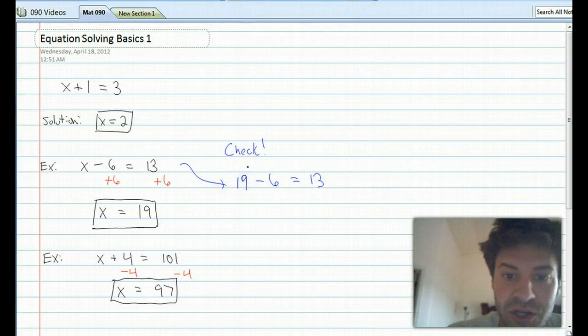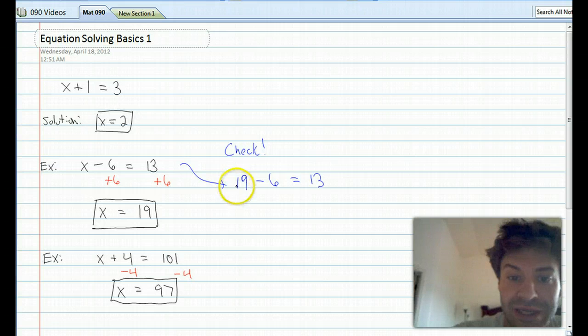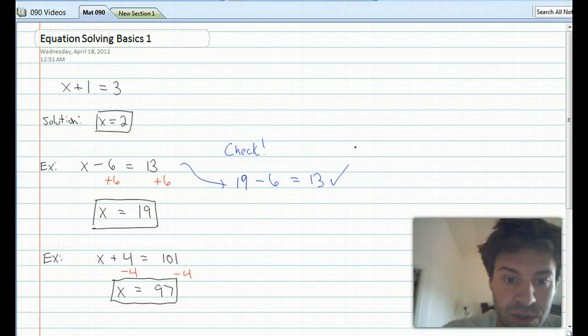Now the question is, is that equation true? So 19 minus 6 equals 13. Yes, that is a true equation. So we know that our solution, x equals 19, is the correct solution to this equation.